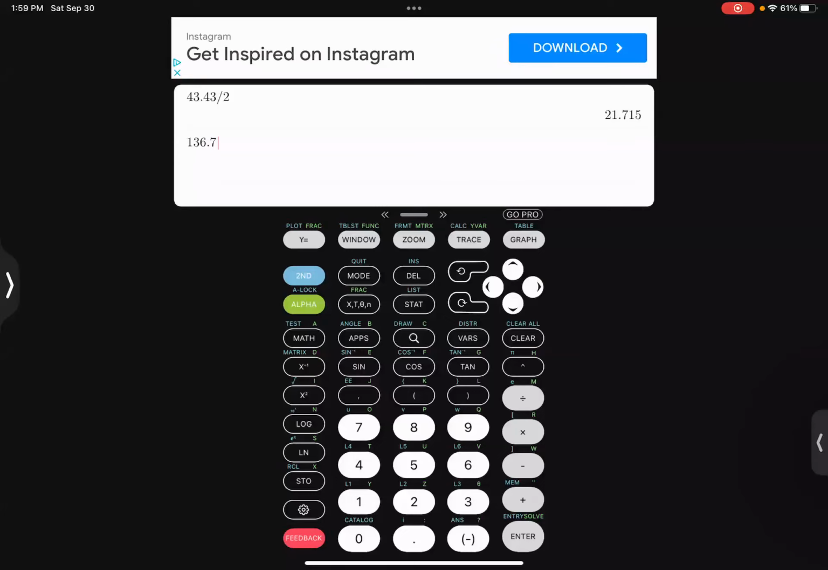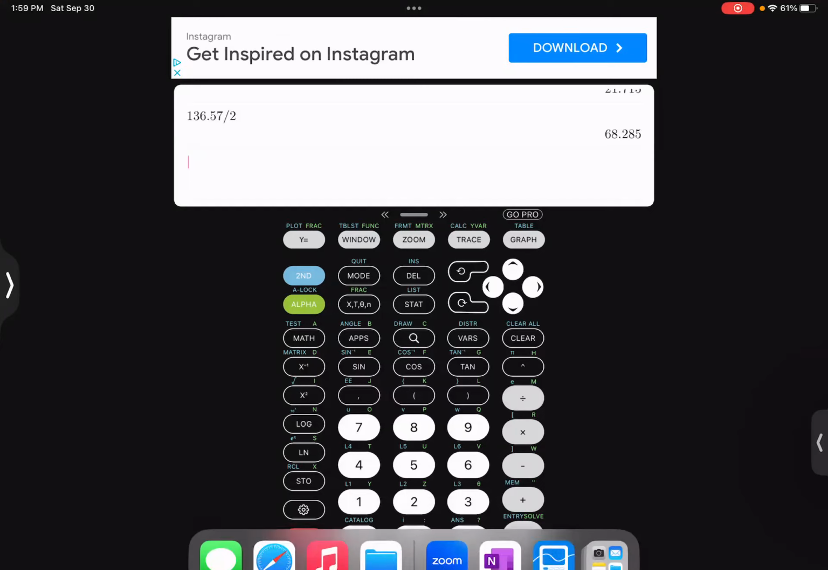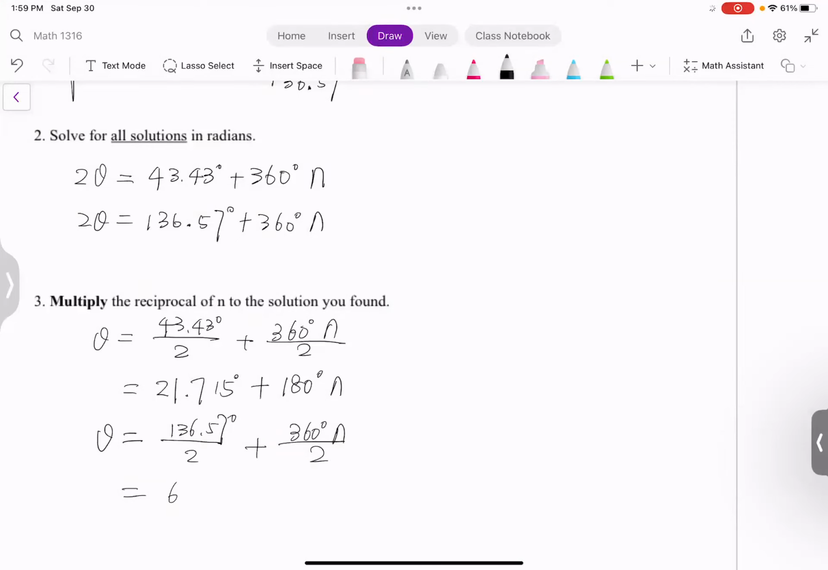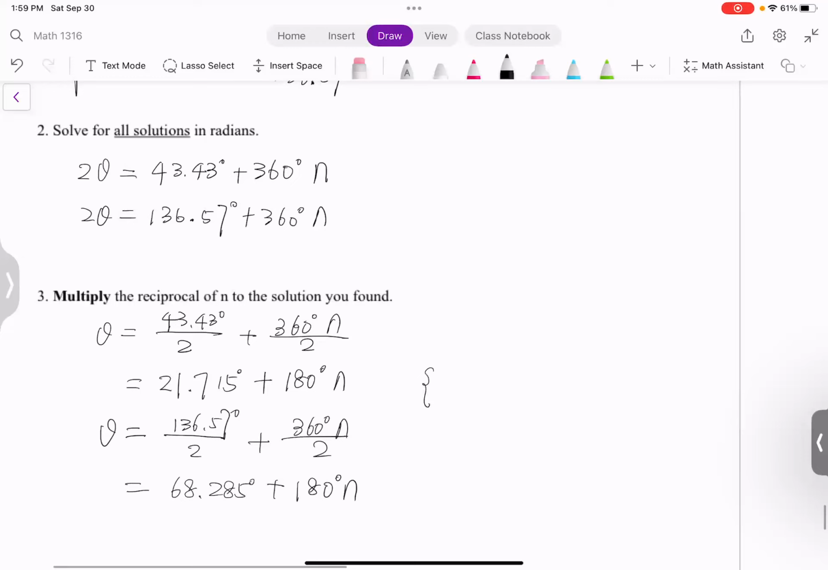136.57 divided by 2 is 68.285. So the solution is 68.285 degrees plus 180 degrees n, and let's write them in set notation.